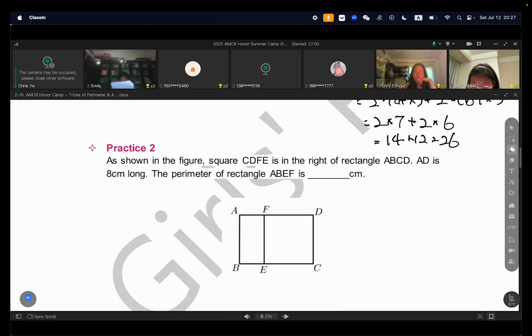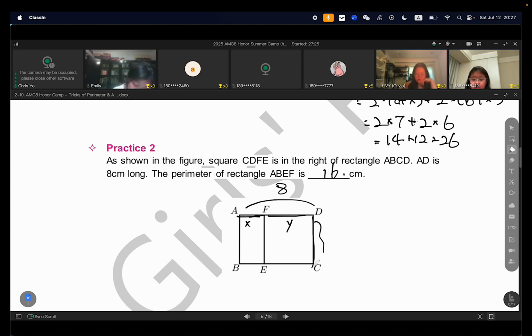So the answer is going to be 16. Well, congratulations to those of you who got it right. This is actually quite a simple question, but it might be a bit tricky. So it says that AD is 8 centimeters long, and this is a square. So let's say this part AF plus FD is 8. Let's say this is X and Y.